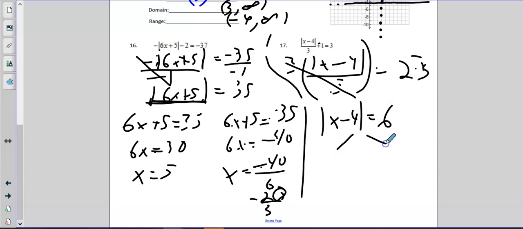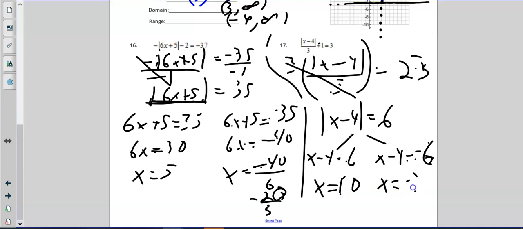Now we can bust it up into 2 separate equations. x minus 4 equals positive 6. x minus 4 equals negative 6. When I add 4 to both sides, I get 6 plus 4 is 10. And over here, when I add 4, x equals negative 2.